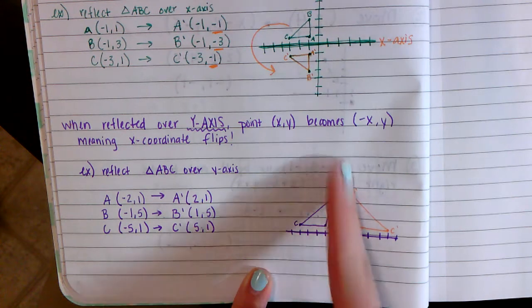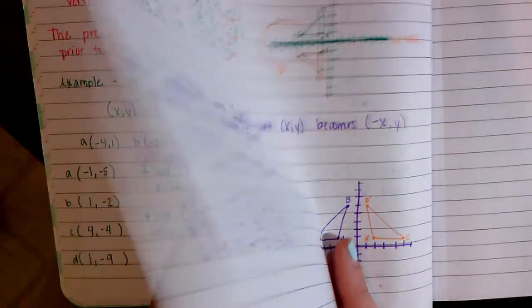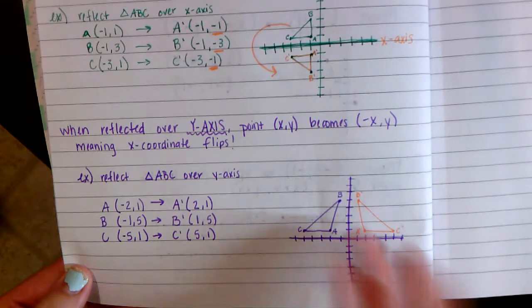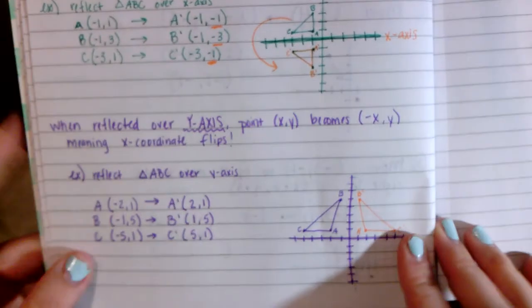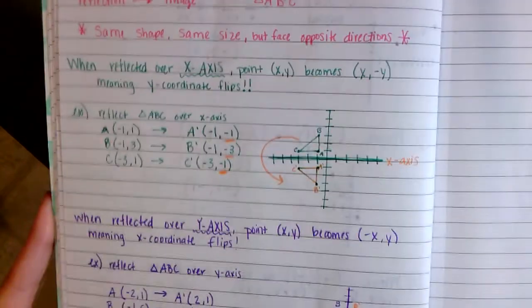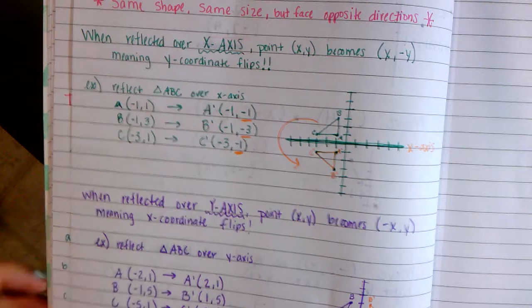So if I literally folded my paper right here on this y-axis, these two triangles should be a reflection of each other, and they are. And that is what a reflection is. It's simply changing either the x or the y coordinate based on which axis you're reflecting over.